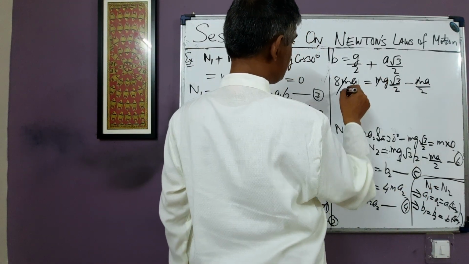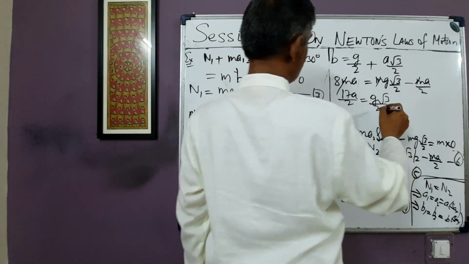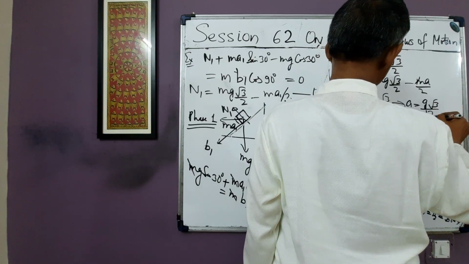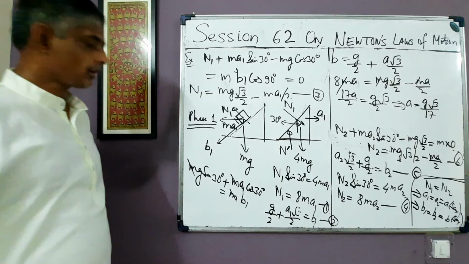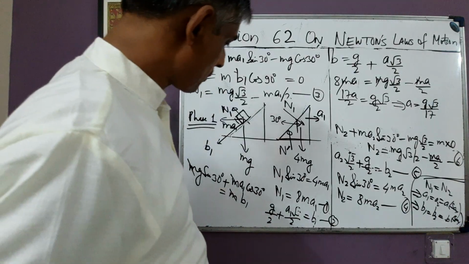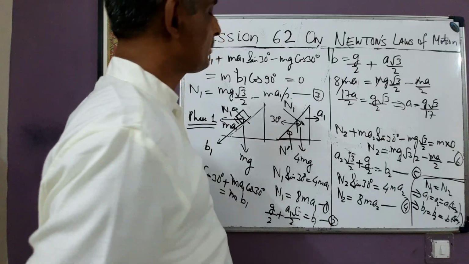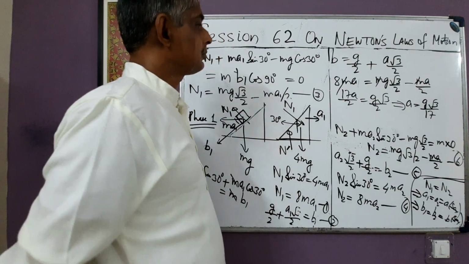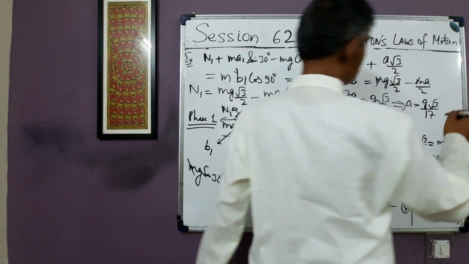So A being on this side, 17a by 2 equals g root 3 by 2. A becomes g root 3 by 17. Okay, fine. I hope it is perfectly clear. 8 times A1 equal to mg root 3 by 2 minus ma by 2, 17a by 2 equal to g root 3 by 2. So A is equal to g root 3 by 17. This is a constant value, okay?